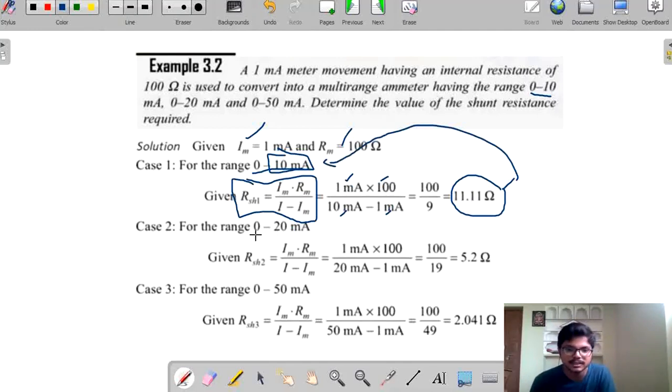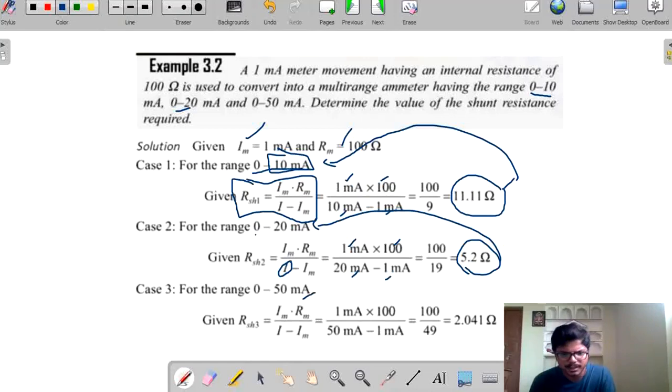Second case, similarly, I need 0 to 20 milliamperes of current. Then what I will do? Apply the same general formula, IM RM by I minus IM. What is IM? The value won't change. RM won't change. Just I will change. Then what is the maximum value of current I require? 20 milliamperes. So 20 milli by 1 milli, I am getting 5.2 ohms. Such that if I place my 5.2 ohms in shunt with my galvanometer, it can measure a maximum of 20 milliamperes.